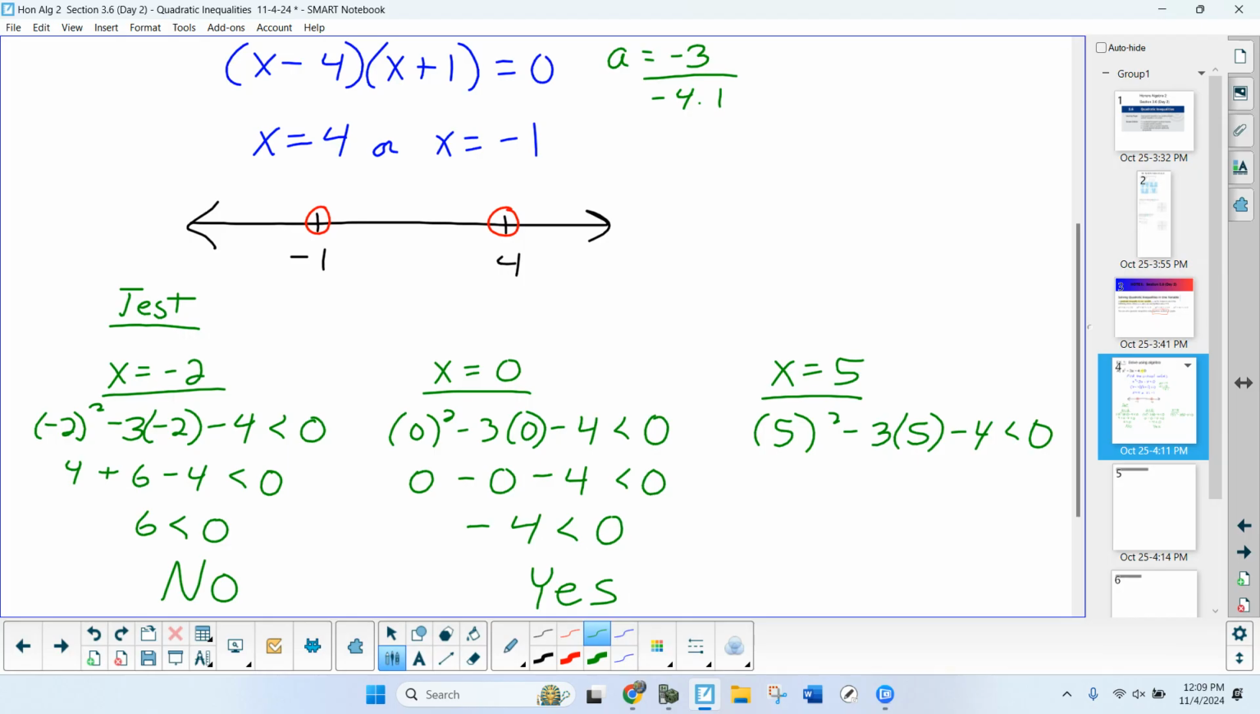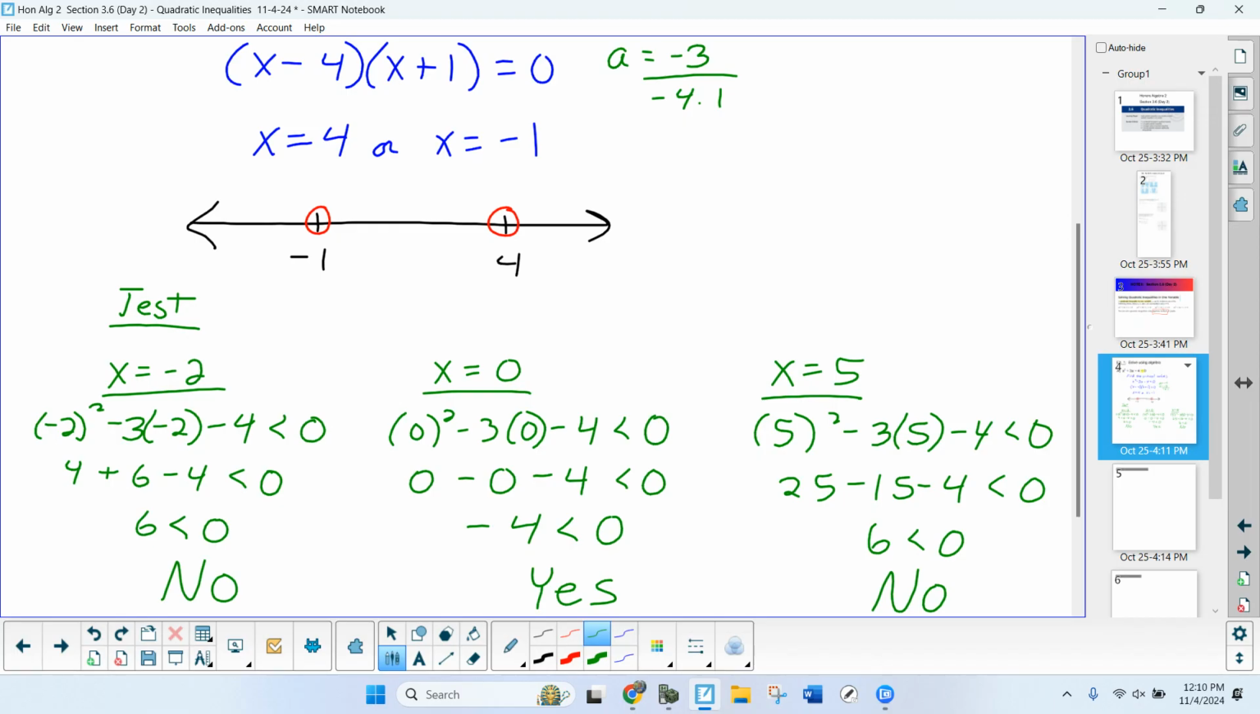Not negative 9. It's 25 minus 15 minus 4. What'd you get? Is 6 less than 0? No. So I'm going to tell you guys, here's the pattern. You will have one of two things here. Every time you do your tested values, you will get no, yes, no, or yes, no, yes.